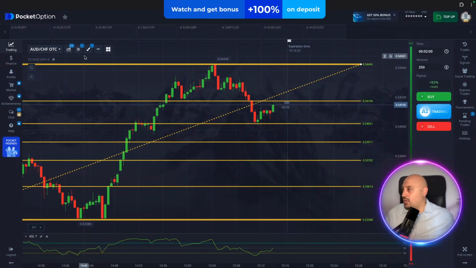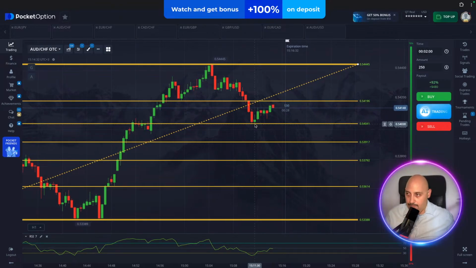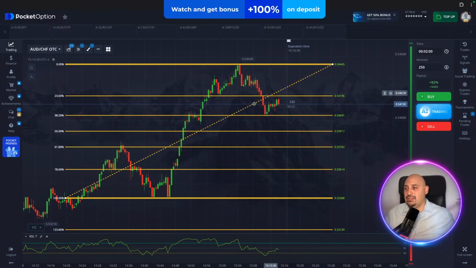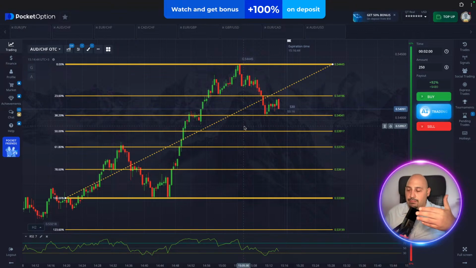I am using 30-second candlestick time frames. I am using 2-minute expiration times. Nevertheless, it seems that we have bottomed here, and it's going to continue to the upside. Since I've already missed this trade, I'm going to try to find more examples for you guys, so I can show you, of course, more examples.